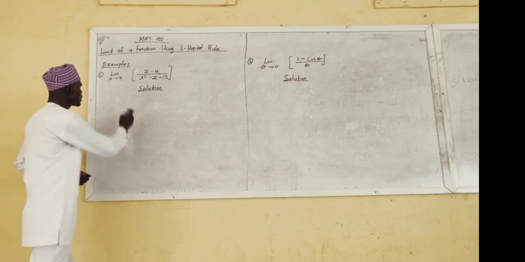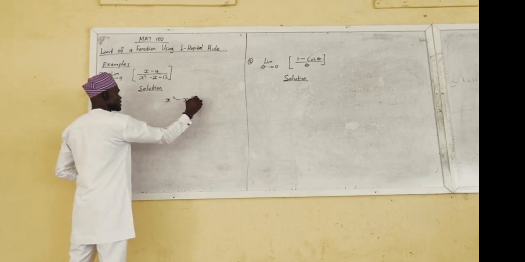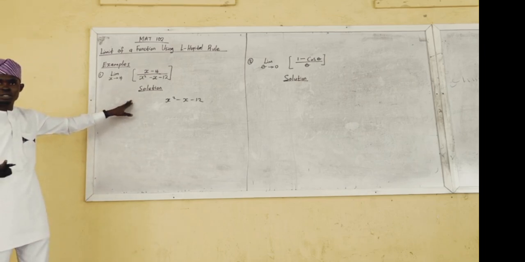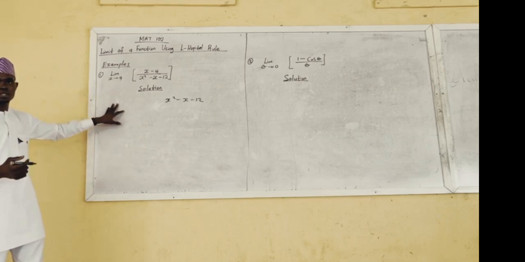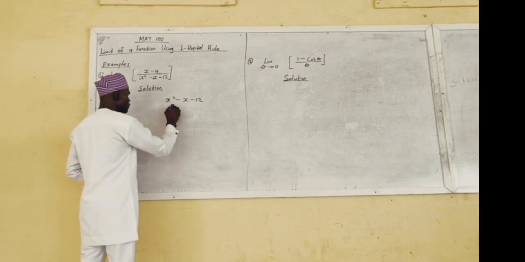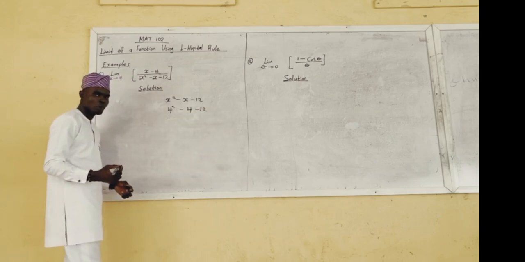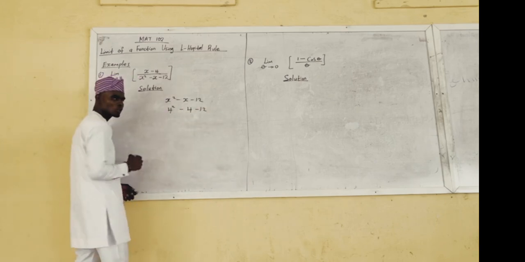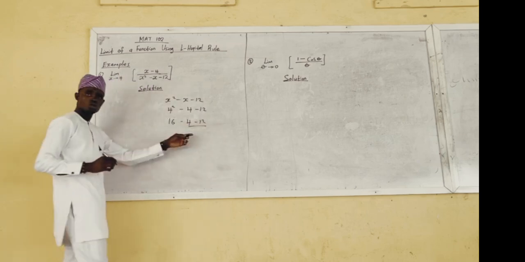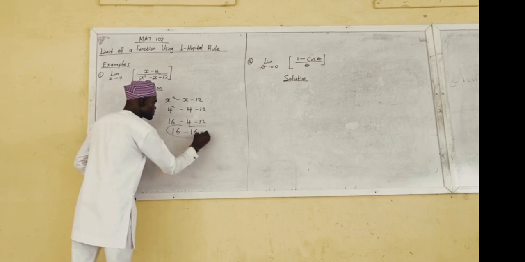Let's try it. What's our denominator? We have our x squared minus x minus 12 as x tends to 4. Now let's input the value of our x, which is 4, and see what our answer will be. From here, we have 4 squared minus 4 minus 12. I hope you are following. And 4 squared give us what? 16 minus 4 minus 12. Minus 4 minus 12 will give us what? Give us minus 16, 16. Now, 16 minus 16 will give us what?